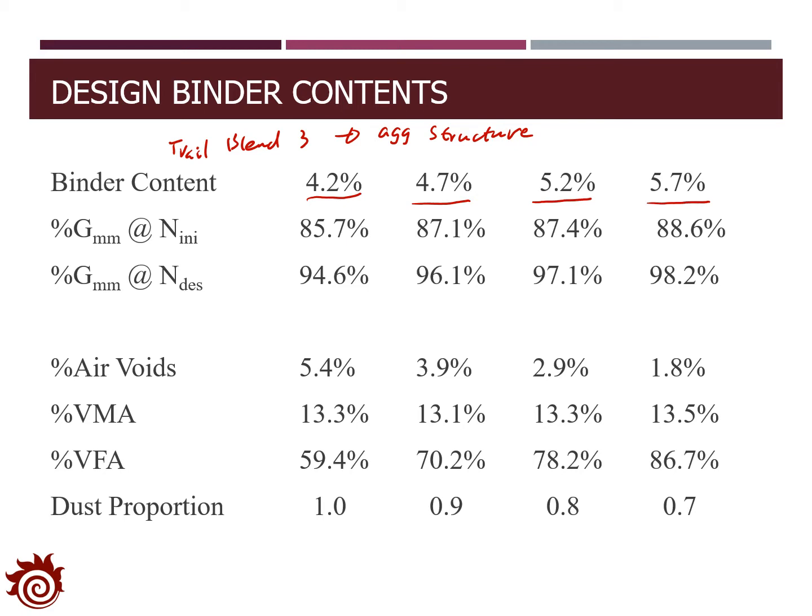For each specimen with 1 binder content, we need to estimate the volumetric properties, including the maximum specific gravity Gmm at N initial and N design. Also, we have to estimate the air voids, VMA, VFA, and dust proportion, and we will use this information to determine the binder contents for the Superpave mix design.